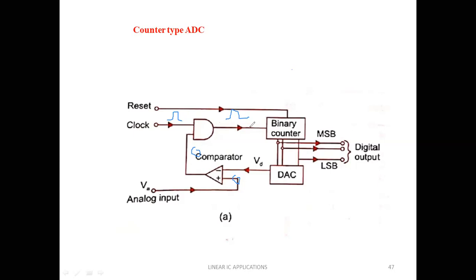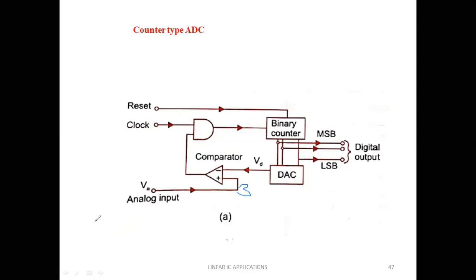Now I'm going to explain. If you observe, assume that this is a 4-bit counter type ADC. Initially assume that the analog input voltage is 3 volts. So I am going to convert the 3 volts analog signal into some digital data. We'll see what happens.